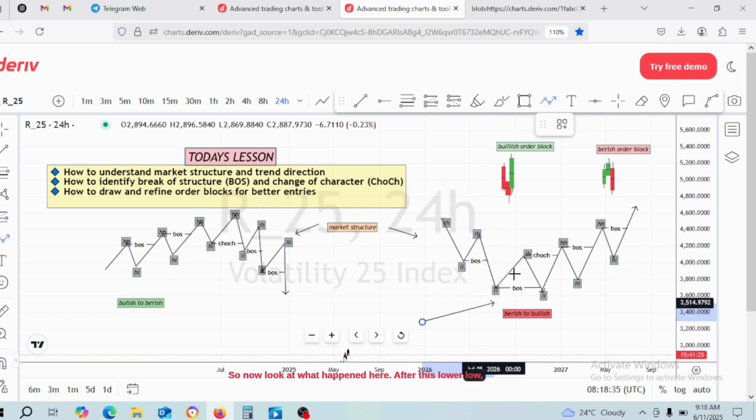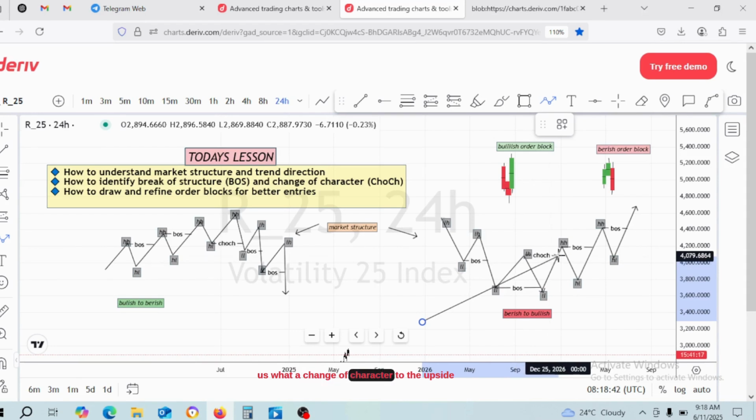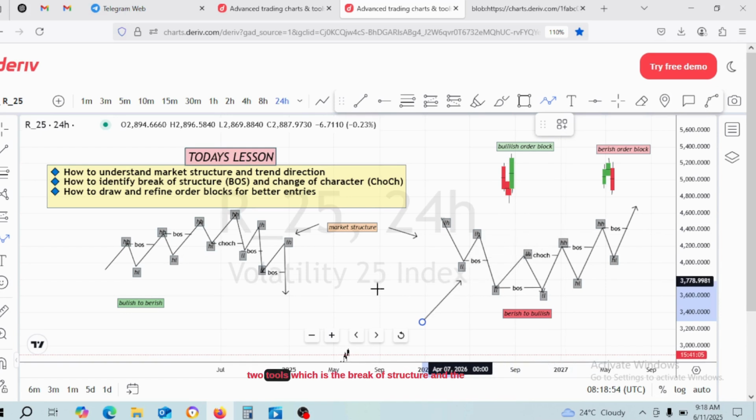After this lower low, we had a lower high and we had a new lower low. And what happened? The lower high was disrespected, giving us what? A change of character to the upside, telling us that okay, there is a reversal. The reversal has started from bearish to bullish. Do you understand, guys? So now these two tools, which are the break of structure and the change of character, help me to stay aligned with the smart money and avoid guessing the market, guys.